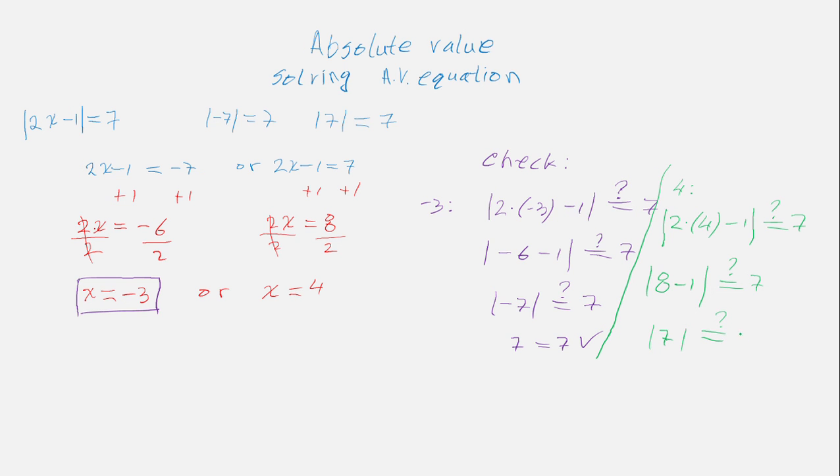And we are checking if that's equal to 7. And we know that absolute value of 7 is 7, right? So we end up with 7 equal to 7, which means our x equals 4 is also a solution. So now we have 2 solutions and both of them work.